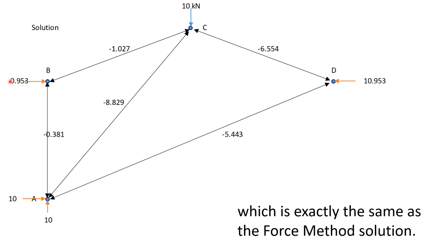Okay, notice I've obtained the reactions here also, because the reactions at B and D depended on f. So I was able to obtain these reactions at the roller supports, as well as the forces in each of the members. The reactions at A are fixed, minus 10 horizontally and also vertically. And this is exactly the same solution as obtained using the force method.